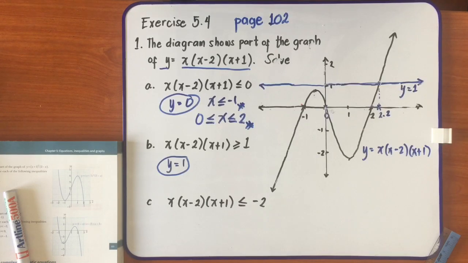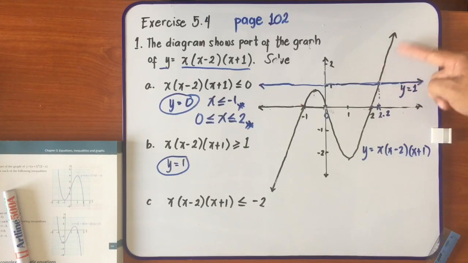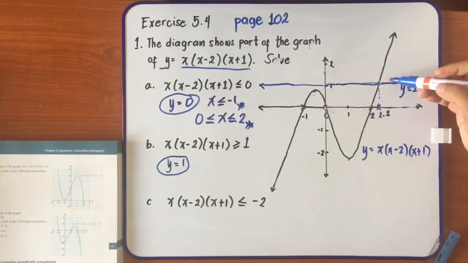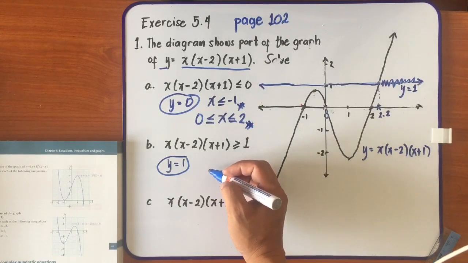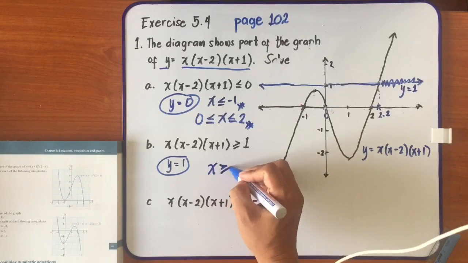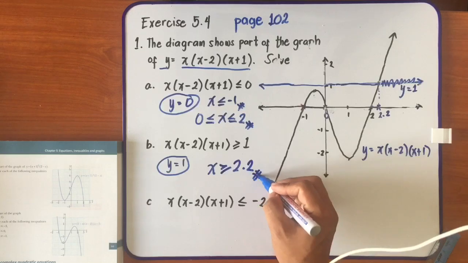Okay? It's 2.2. Now, since it's 2.2, therefore, since I only consider the one above y is equal to 1, then I am just going to consider this part. Going to the right. So it means the answer here, there's only one. What is the answer? x is greater than or equal to 2.2. Answer.